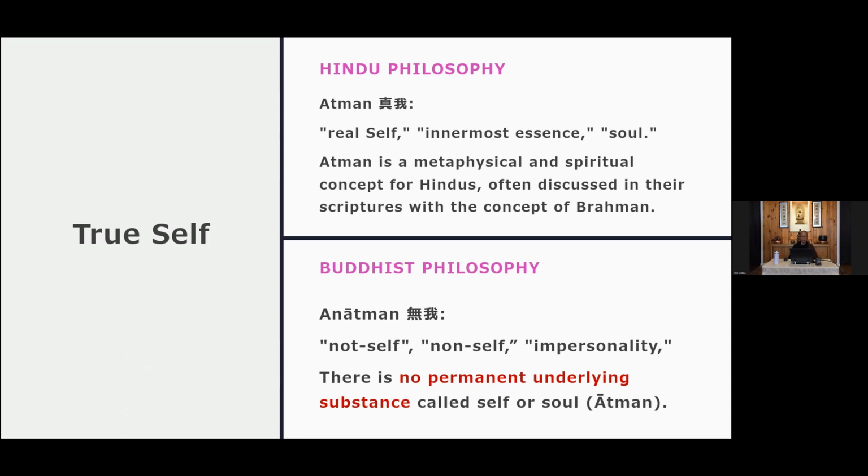But Buddhist philosophy is called anatta: no self, non-self, impersonality. There is no permanent underlying substance called self or soul. So that's the fundamental difference between Buddhism and other Hindu religions, in explaining karma, causes and conditions and consequences. Even though we have a shared term for this, based on Atma or anatta, the explanation is different.